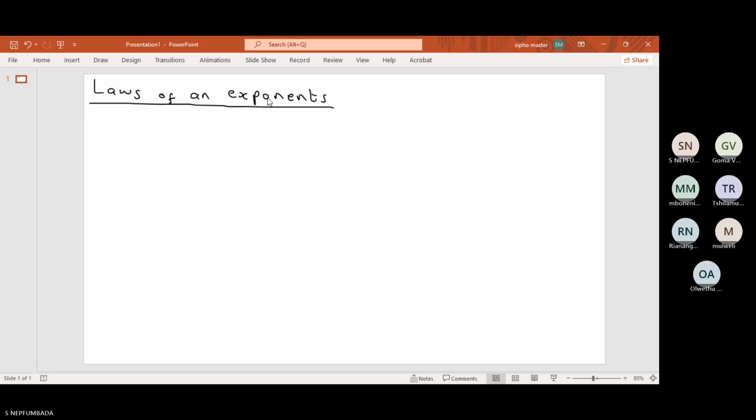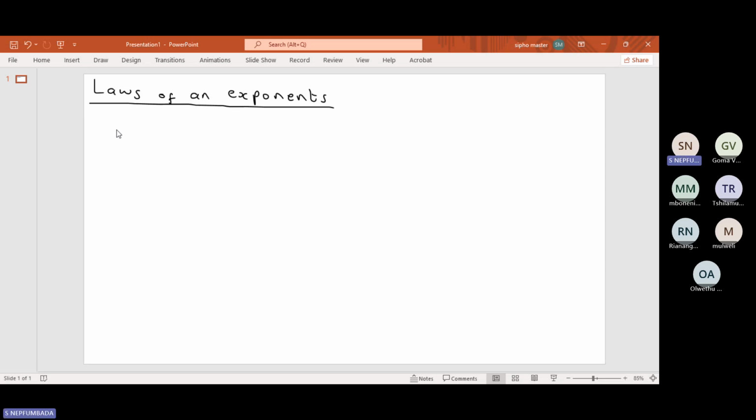So when we are talking about the laws of an exponent, we must know that when the bases are the same and there's a multiplication, what happens to the exponent? Are we good?